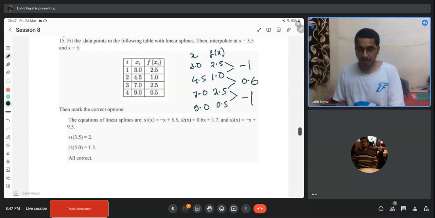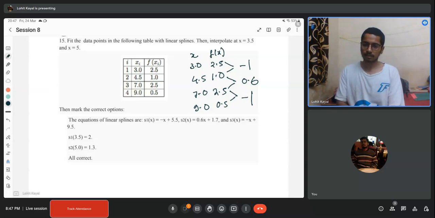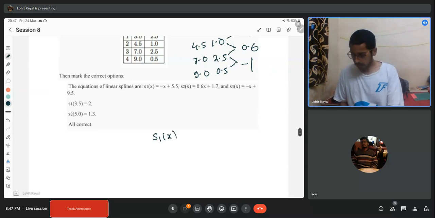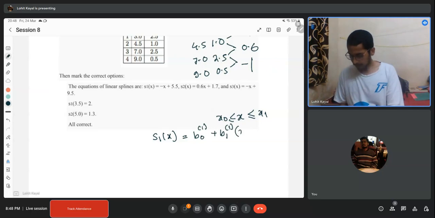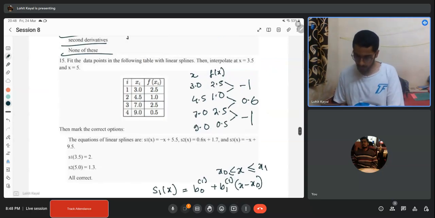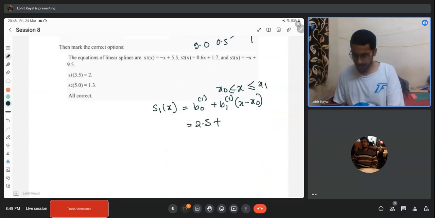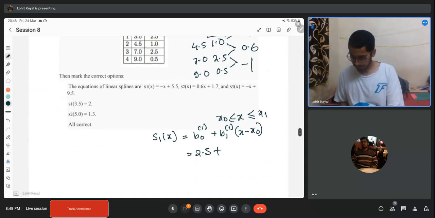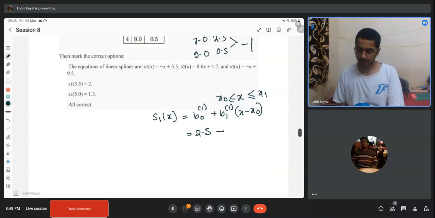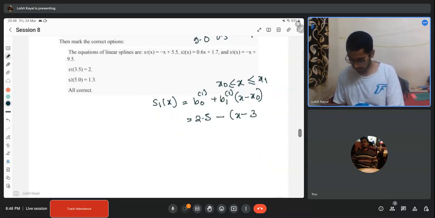So the first polynomial, let's skip the term polynomial, the first straight line. For the first straight line, that is s1 of x, it will be valid in this limit x0 to x1. So it will be b0 of 1 plus b1 of 1 times x minus x0. Now what is b0 of 1? It is this value, 2.5, plus b1 of 1, which is minus 1, times x minus x0. What is x0? It is 3. So x minus 3.